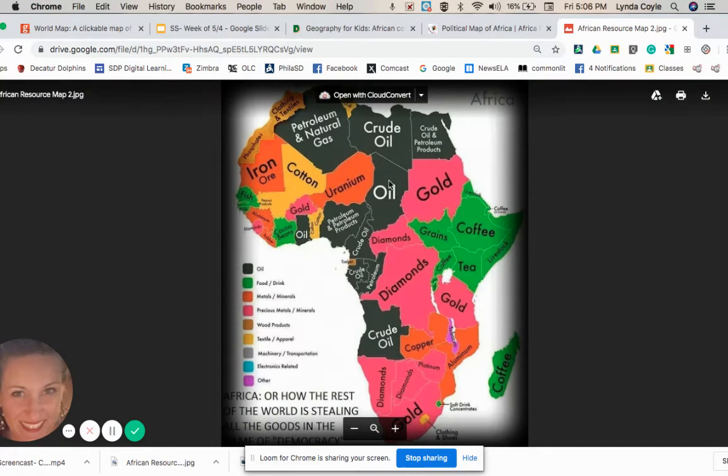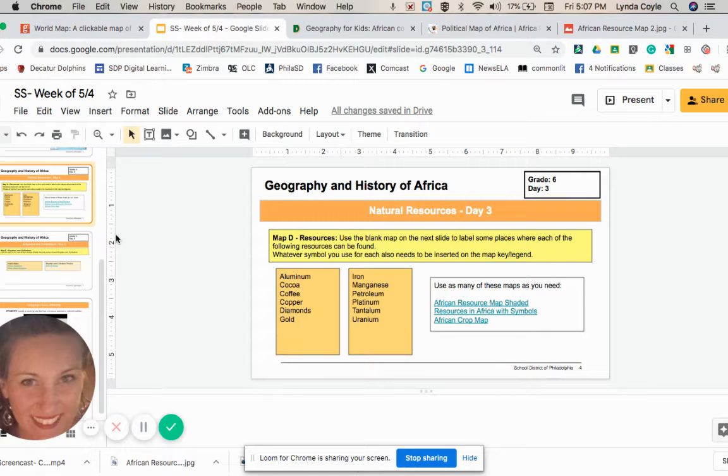Another large portion I'm looking at here is oil. We need oil for many things. Oil keeps a lot of our machinery running. If we didn't have oil, we wouldn't have a lot of the machines that we use today. So it's a very interesting slide, but you are going to take a look and see where aluminum, cocoa, coffee, copper, diamonds, gold, iron, manganese, petroleum, platinum, tantalum, and uranium are on that map. So pretty interesting.